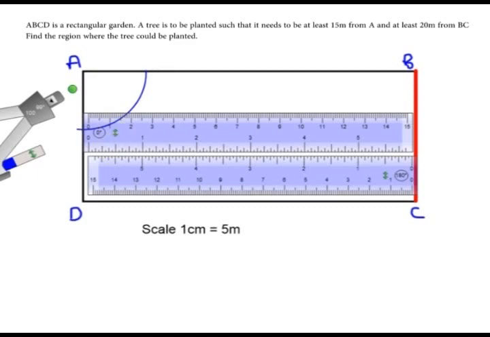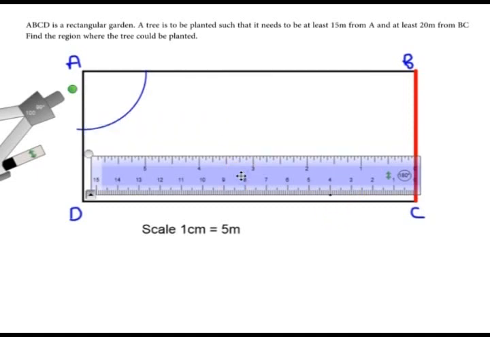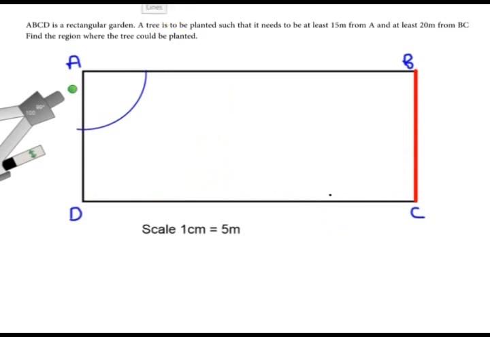Second condition, at least 20 meters from the line BC. The locus of a line is another parallel line. So I measure 20 meters from BC. That should be 4 centimeters on the ruler. I need to get rid of these rulers. Make a parallel line to BC through this point.